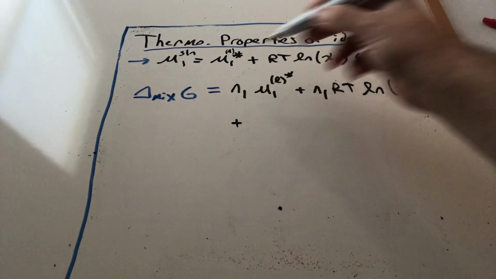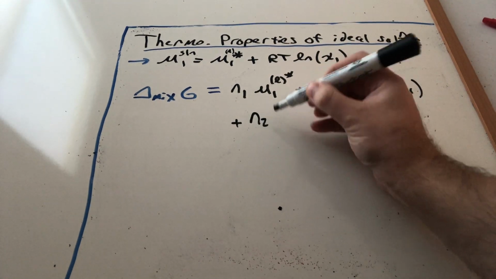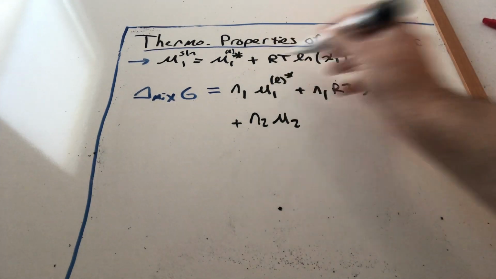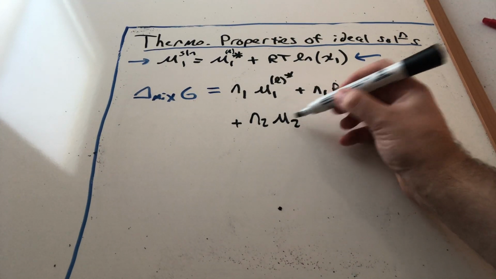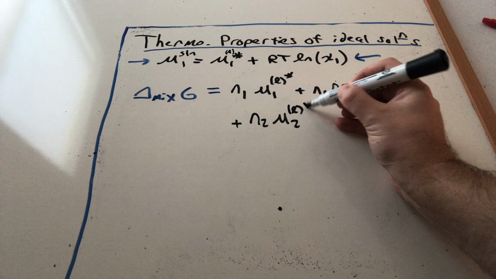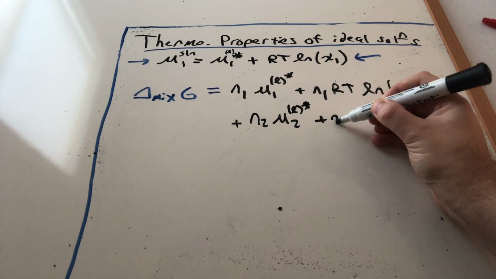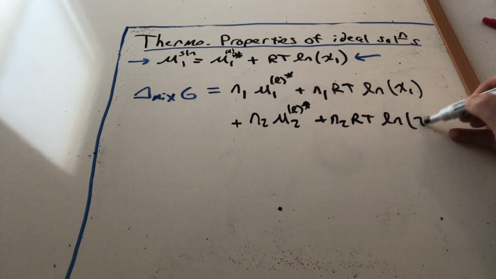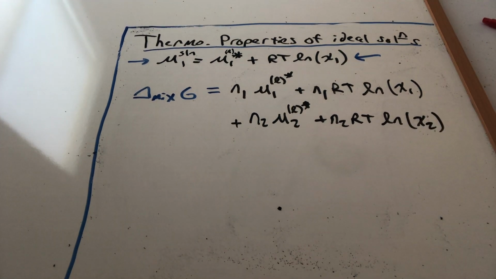The other part of G solution was N2 times mu2. Well, mu2 is going to be this, but with subscripts of 2. So N2 mu2 for the liquid star plus N2 RT natural log of chi2, right? That's mu for the solution.